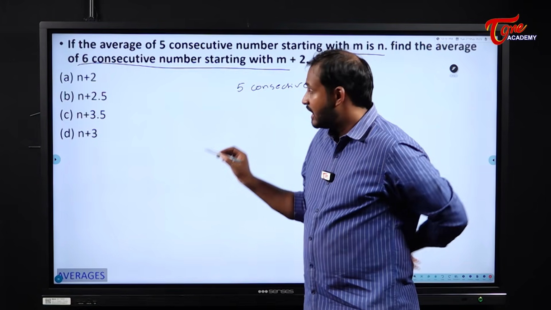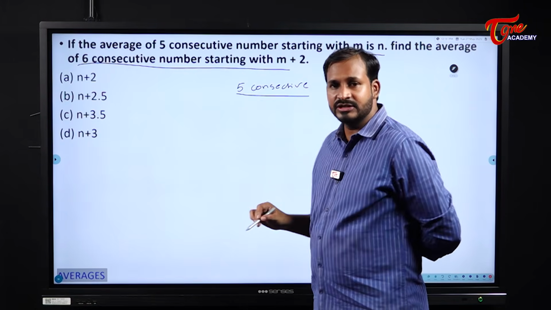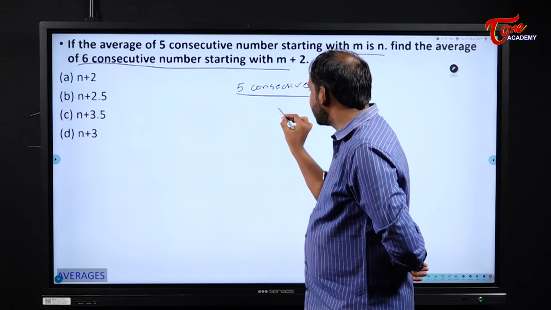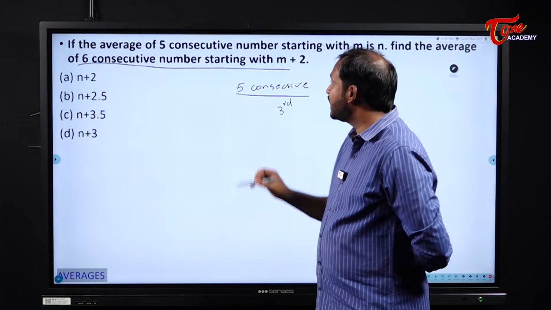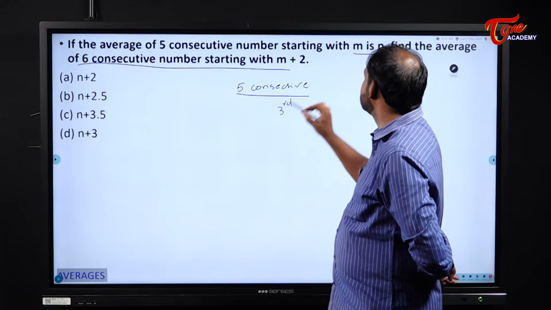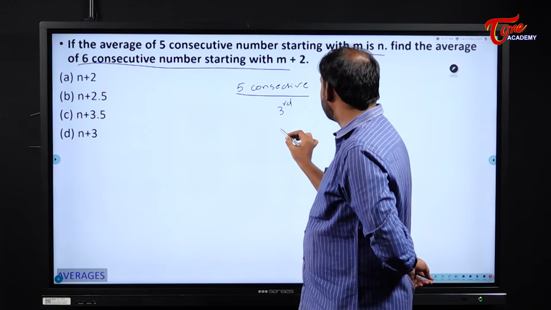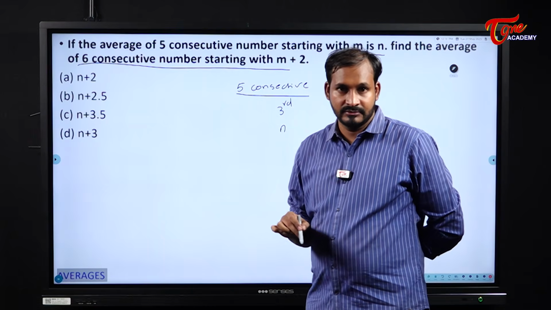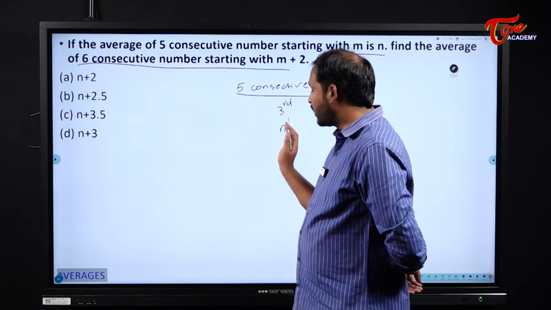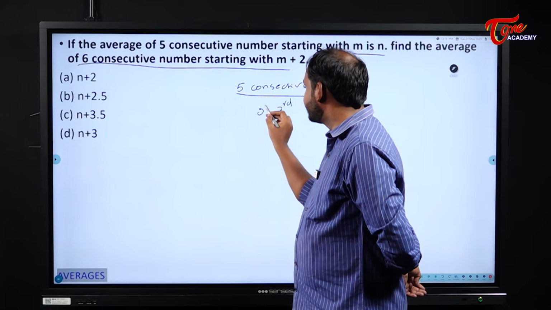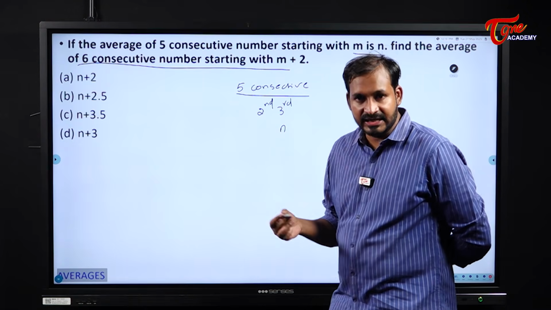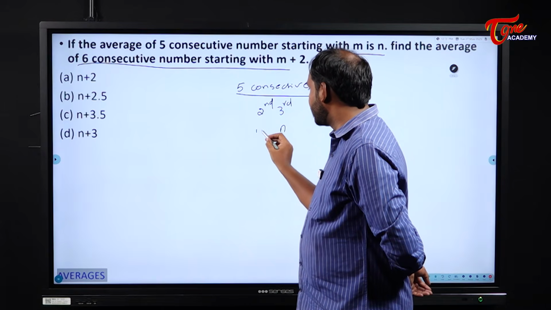That means what will be the average of 5 consecutive numbers generally? The third term, right? We have learned in our last session. The third term will be the average of 5 consecutive numbers, and it is n. Now, according to this, what will be my second term? It will become n minus 1.